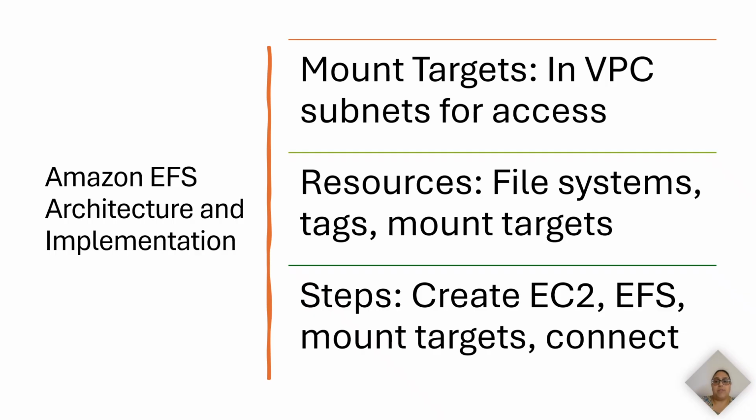To implement EFS, follow these steps. First, create your EC2 instances with necessary key pairs and security groups. Second, provision the EFS file system in your chosen region. Third, add mount targets in the appropriate subnets. Fourth, connect to your EC2 instance and mount the file system using standard NFS commands. And finally, test by reading and writing data. Then clean up resources to avoid unnecessary charges. Management is straightforward via the AWS console, CLI, or APIs.